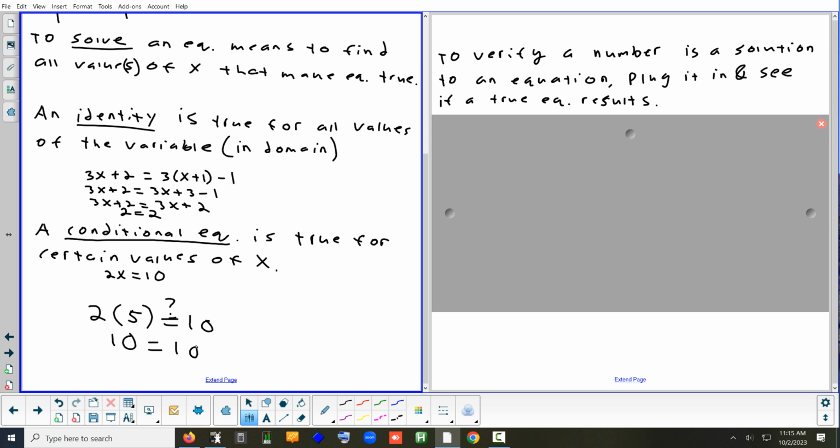10 equals 10. Now, if you got something like 8 equals 10, well, either you plugged the wrong number back in, or maybe you plugged in 4. 2 times 4, that's how you could get 8. Or maybe you plugged the right number in, but you made a mistake when you checked it.